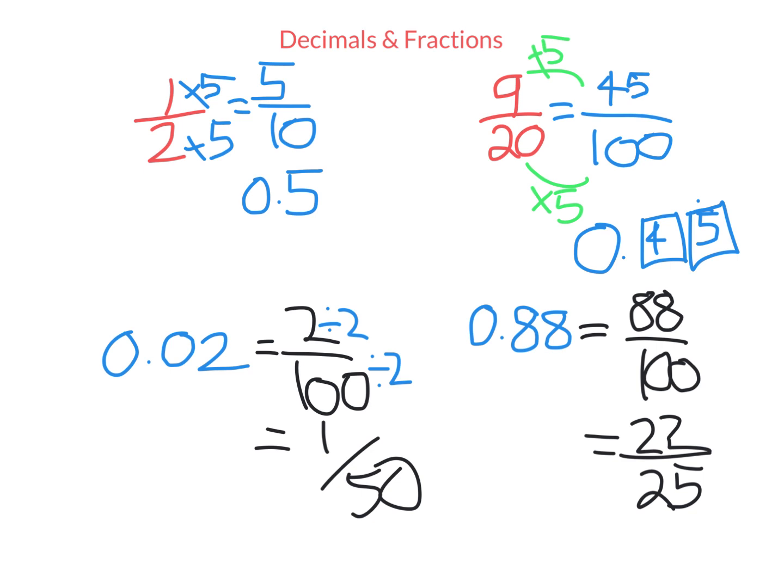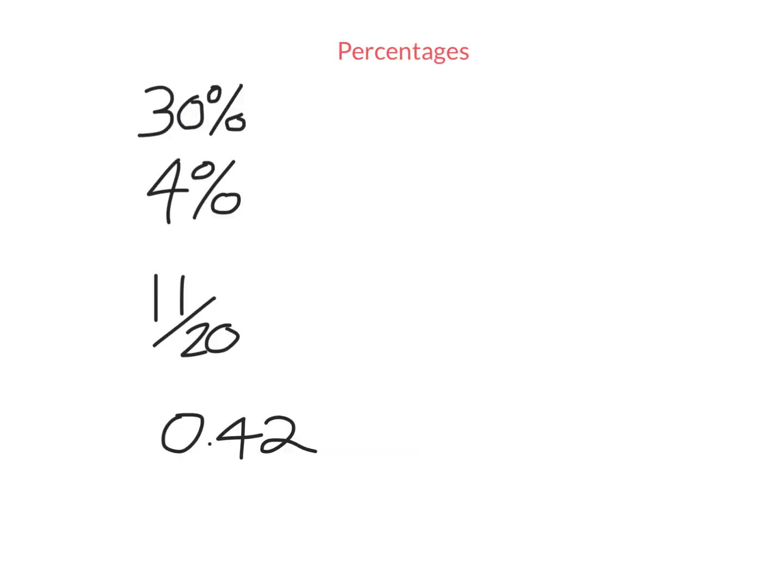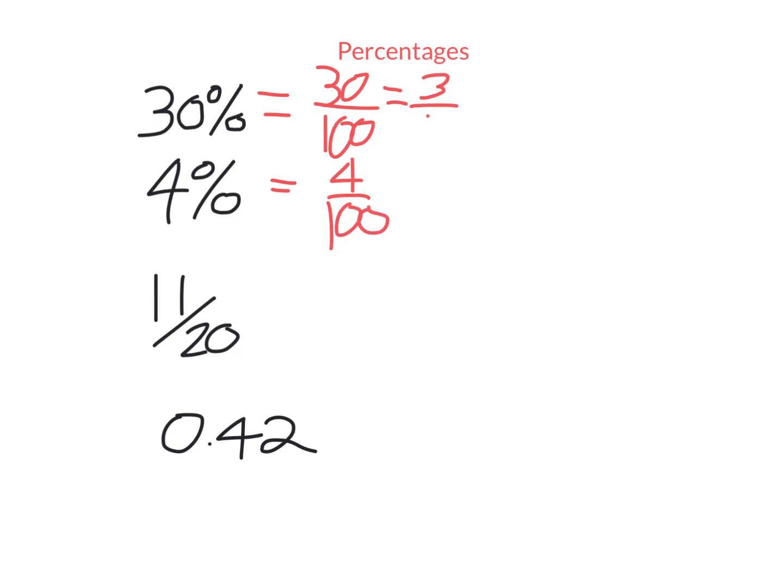All right, let's now look at working with percentages. So percent means per 100. So percentages are really just fractions with denominator equal to 100. So 30% means 30 over 100. 4% means 4 over 100. So please make sure if you're giving an answer as a fraction, it's simplified. 30 over 100 is 3 over 10. I can simplify by dividing top and bottom by 10.